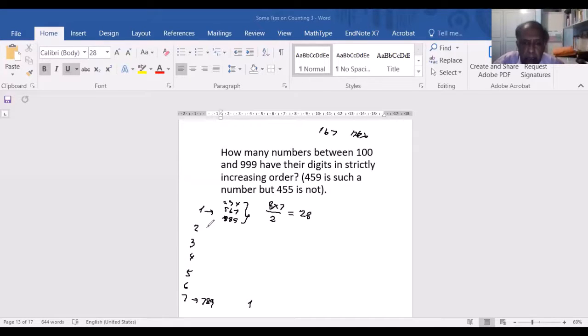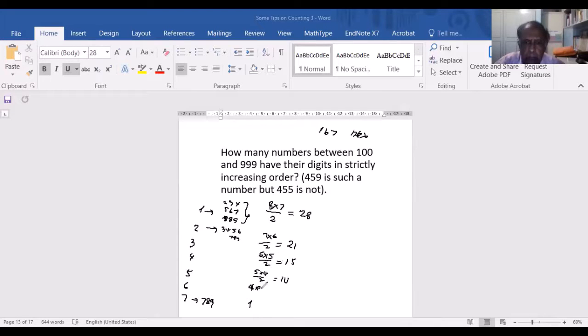Now if you start with 2, you want strictly increasing, so you get a smaller set: 3, 4, 5, 6, 7, 8, 9. There's 7 of them. So here it's 7 times 6 divided by 2. That gives you 21. And likewise, it's 6 times 5 divided by 2. That gives you 15. Or you get 5 times 4 divided by 2. That gives you 10.